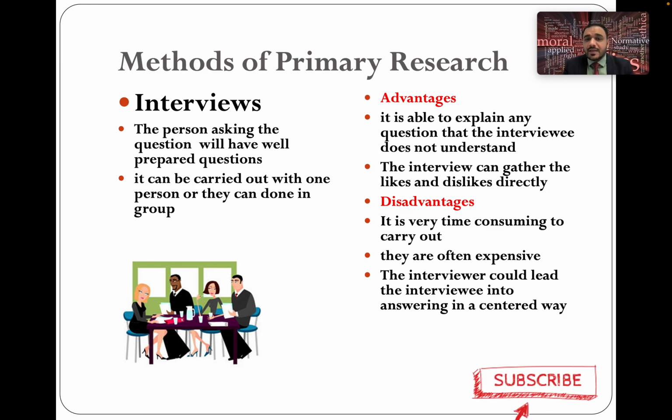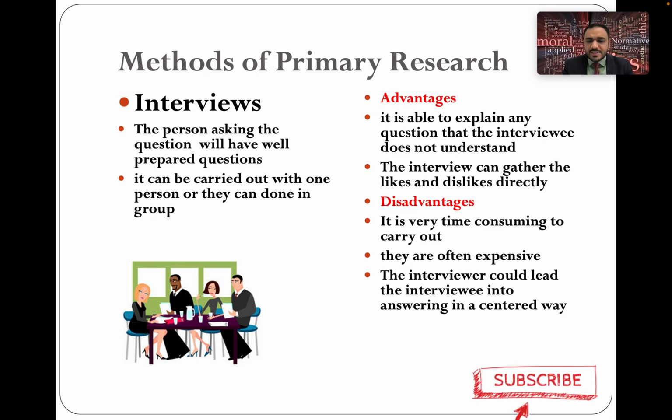Advantages are it is able to explain any question that the interviewee does not understand. The interviewer can gather likes and dislikes directly. For example, when we are interviewing someone, we can take the response on whether you like this product, this idea, this decision or not. Disadvantages are it is very time consuming to carry out. They are often expensive. The interviewer could lead the interviewee into answering in a certain way. So these are some disadvantages of interviews.